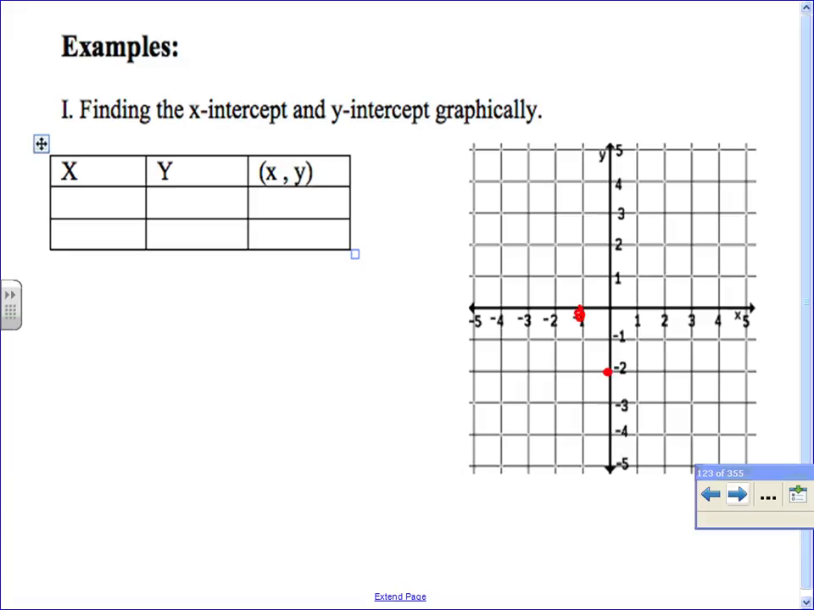Just by looking at that, what ordered pair represents the x-intercept? MH? Good. -1, 0, and I'm just going to write the ordered pair in. Okay, Jeremy, what ordered pair represents the y-intercept? 0, -2. Good. So just by looking at the graph, this is the x-intercept, this is the y-intercept. You guys with me on that? Okay, the second one.